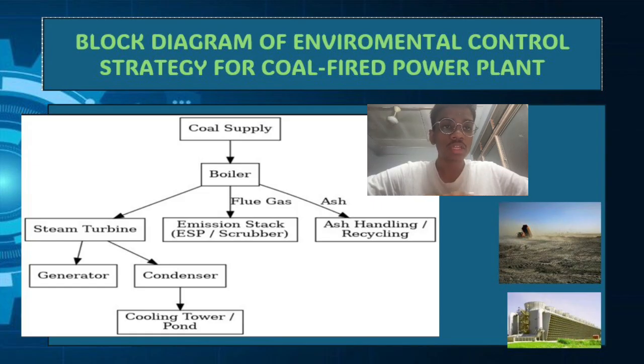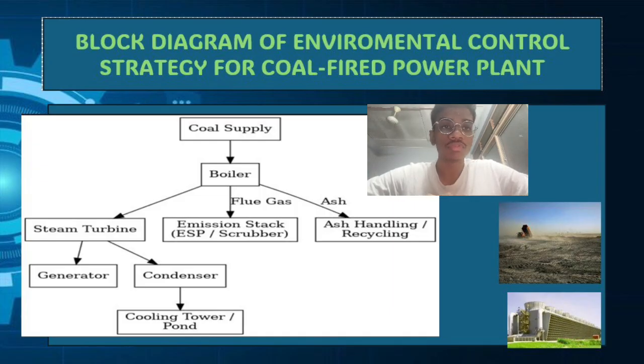So now I'm going to explain to you guys about the block diagram for the environmental control strategy for coal-fired power plant system. So first of all, we have coal supply, where it goes from coal supply to the boiler, where coal is fed to the boiler and burned to produce high temperature, high pressure steam.